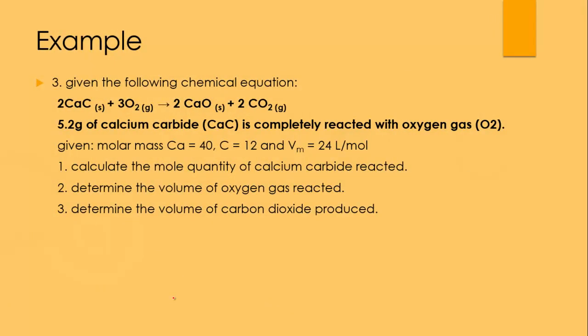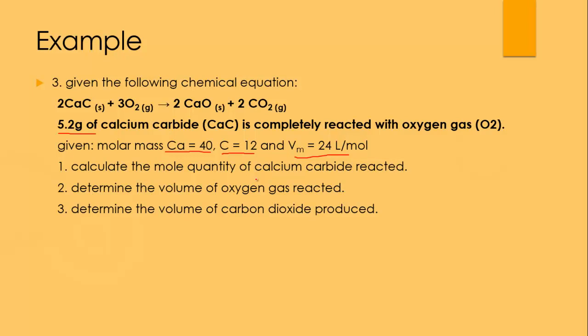Another example, we have the following reaction between calcium carbide CaC2 and oxygen gas produce calcium oxide and carbon dioxide. The given is, we have here the mass of calcium carbide, the reactant, and is completely reacted with oxygen gas. We have also the molar masses needed, molar mass of calcium, molar mass of carbon, and we have Vm. Here in this example, I give you that the molar volume is 24 liter per mole.